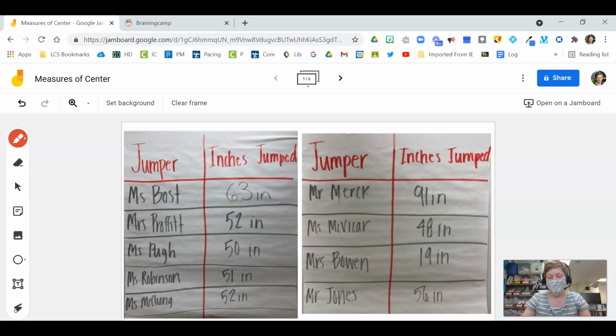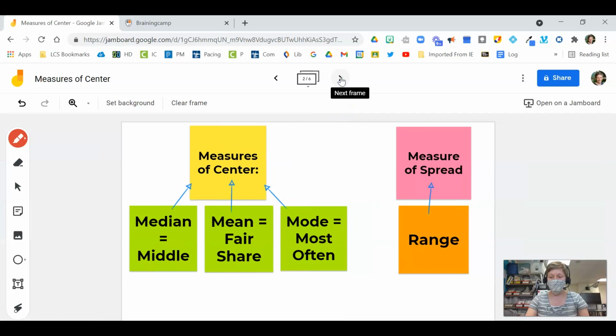Let's take one more look at the JUMP data, and this time we're going to learn about a new term called a measure of spread. You'll see over here on the left-hand side that we've learned about all three measures of center, ways to describe or find one number that represents in general the rest of the numbers. Well, when mathematicians are describing data, another way they describe it is by the range, which is an example of a measure of spread.